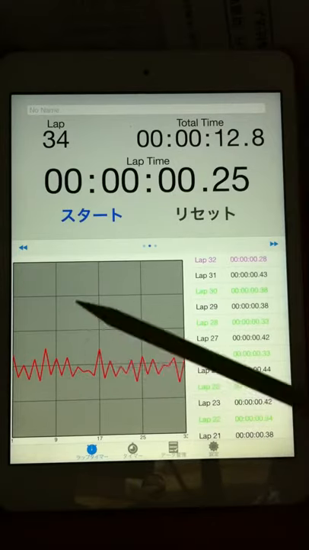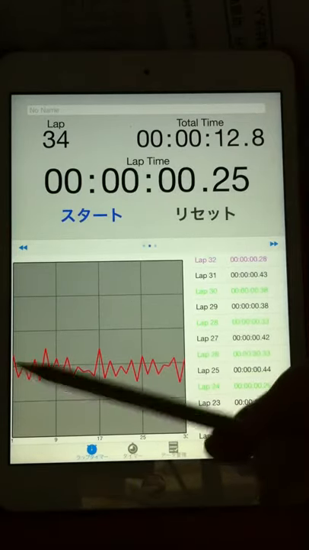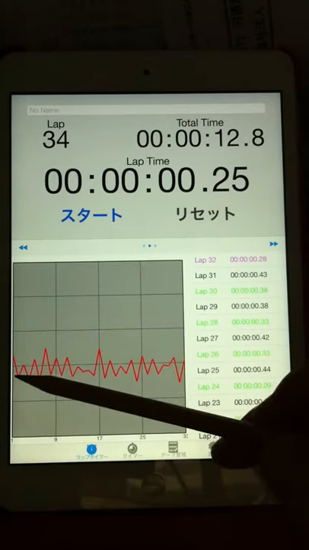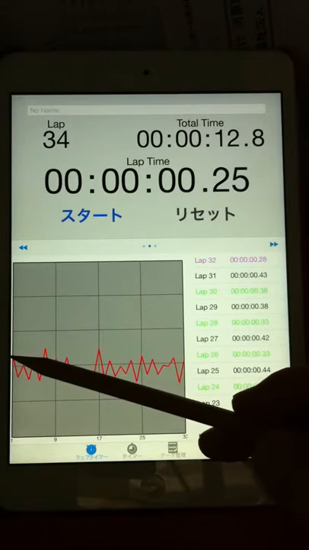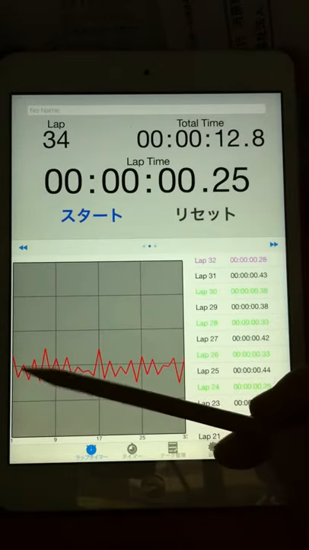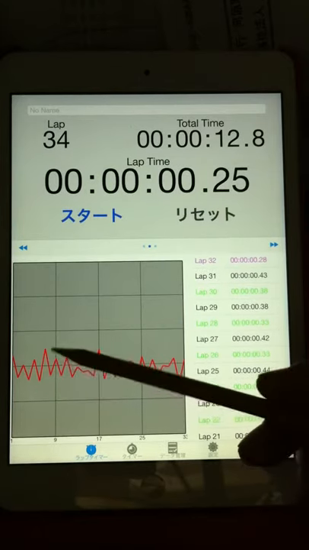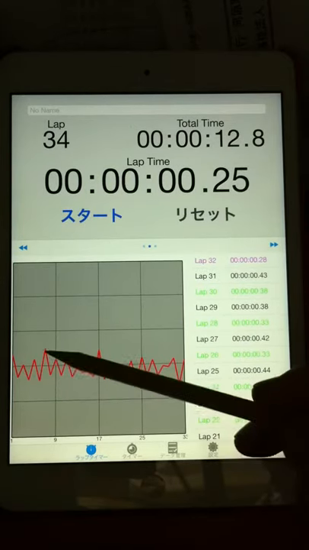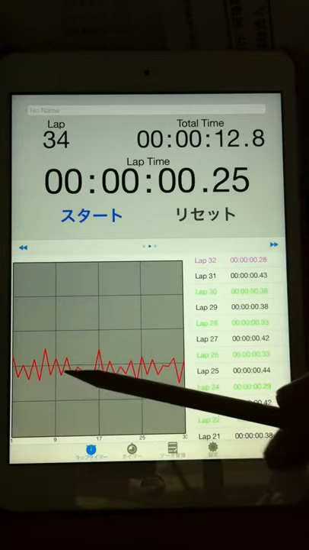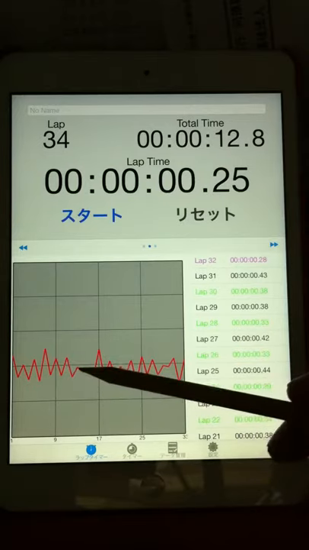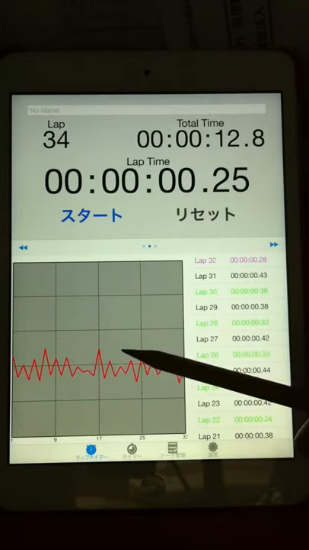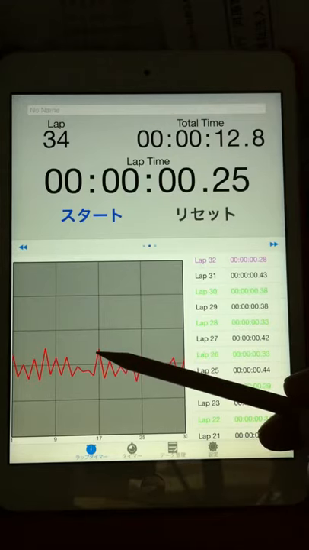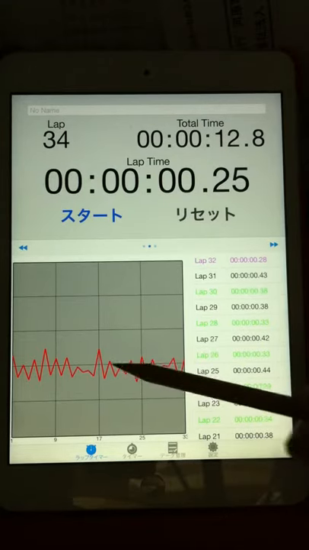First bar, second bar is opposite. First beat, this song, strong bounce, but gradually increase bounce. And next bar, second bar, bounce is gradually weaker. And next, gradually weak.